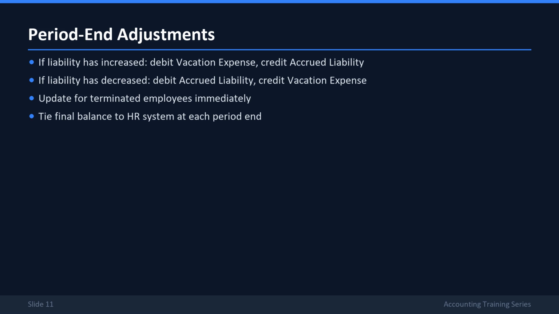At each period end, the vacation liability must be updated to reflect current employee balances and rates. If the liability has increased since the prior period, the entry is a debit to vacation expense and a credit to accrued vacation liability. If the liability has decreased, for example because employees used more time than accrued or forfeitures were higher than expected, the entry reverses. Debit the accrued liability and credit vacation expense to reduce it. When employees are terminated during the period, their vacation balances must be addressed immediately, either by recording a payout or zeroing their balance in the system.